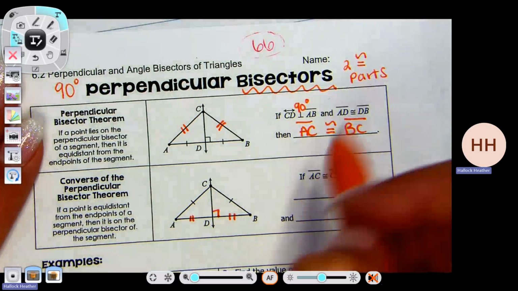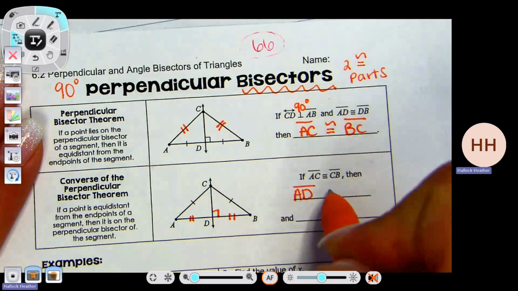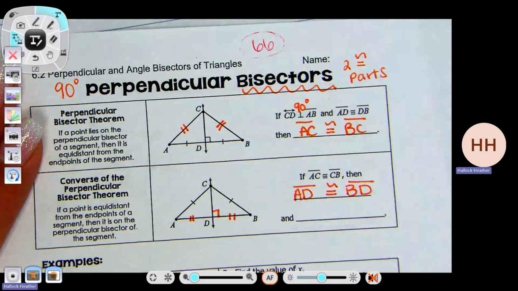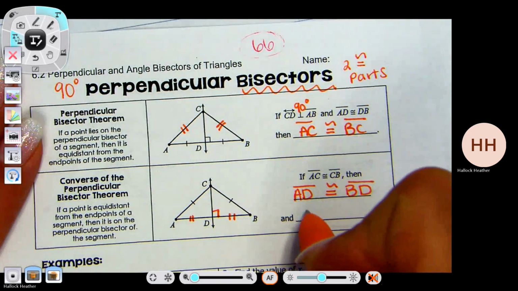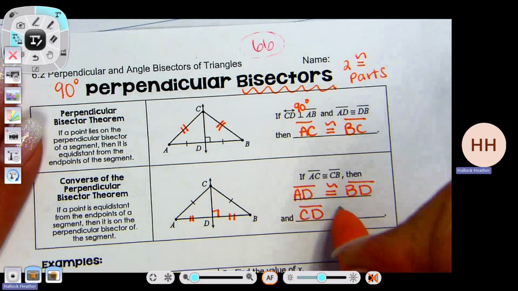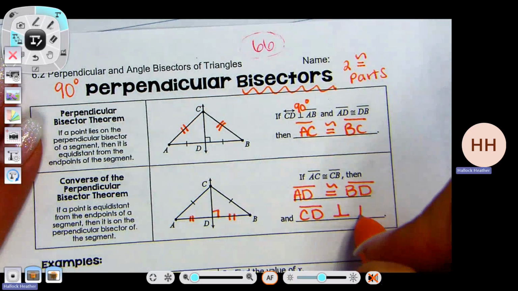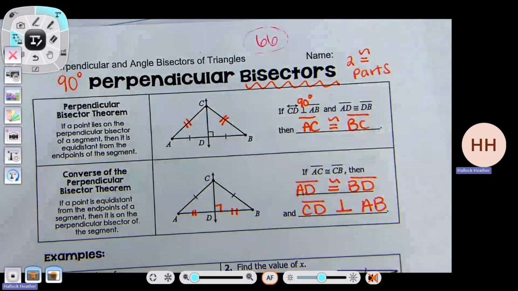So if I know that those are congruent, I could say AD is congruent to BD. And then I could also know that CD is perpendicular, so upside down capital T, to AB, meaning that those two lines make that right angle because they would cross paths.